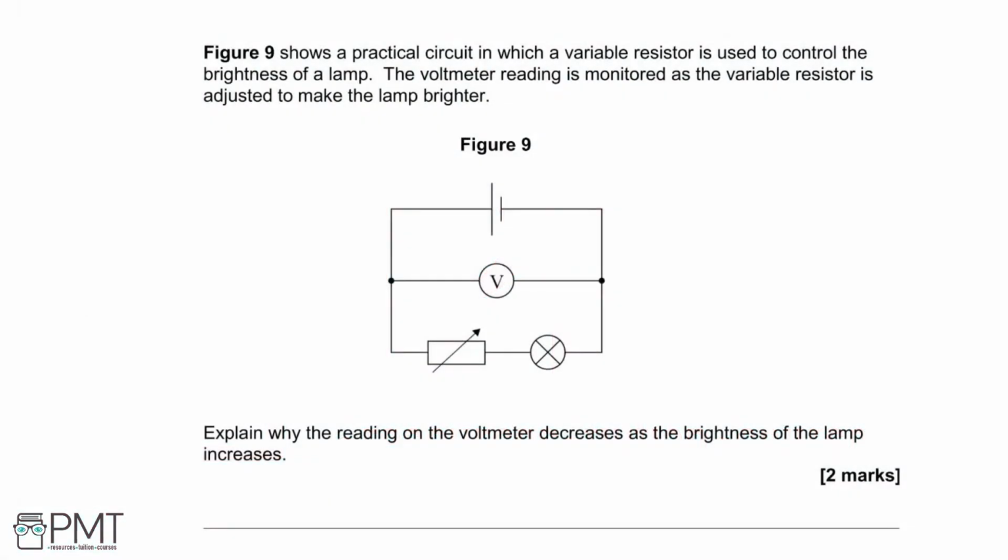Figure 9 shows a practical circuit in which a variable resistor is used to control the brightness of a lamp. The voltmeter reading is monitored as the variable resistor is adjusted to make the lamp brighter. Now, you've got your diagram of the circuit there. The thing to note, which I've just highlighted, is that it's a practical circuit. So these components are going to be realistic. They don't obey any kind of idealistic scenarios. So it's the cell that we're interested in, which we'll talk about in a second.